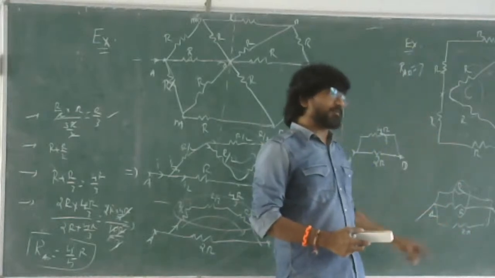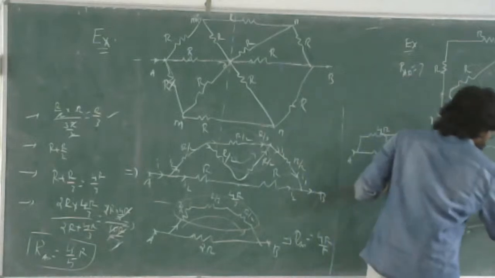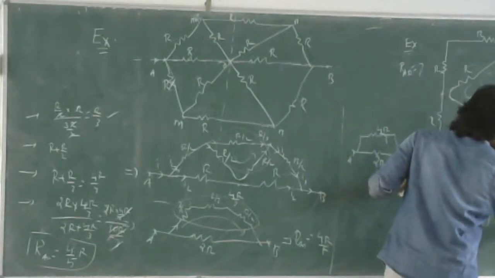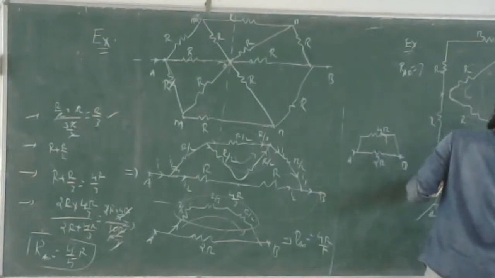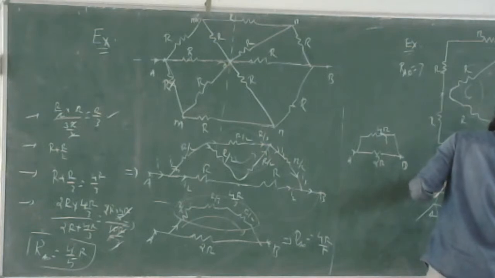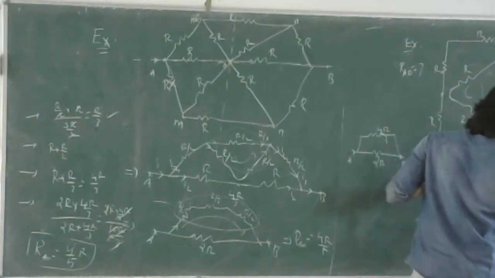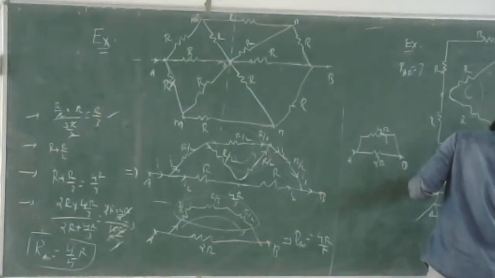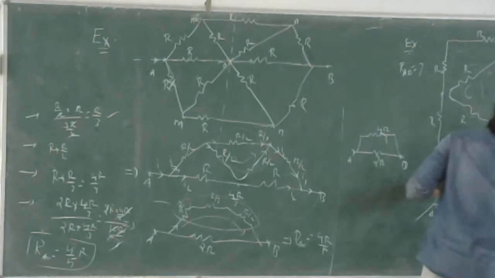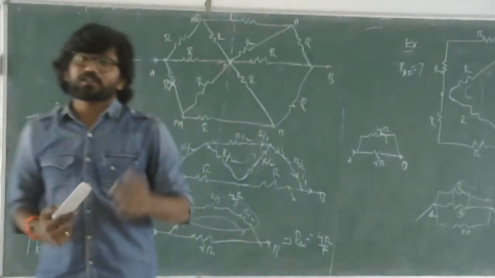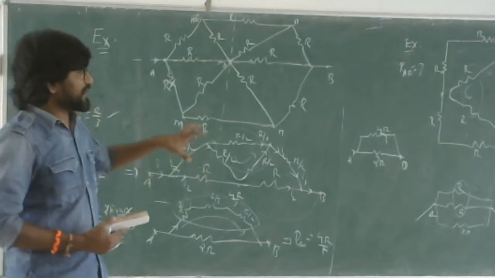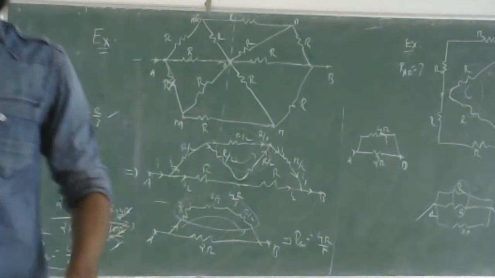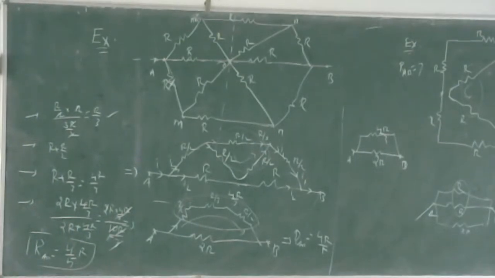So R by 2 into 2R by R by 2 plus 2R. What is that? 2R into R by 2 by 2R plus R by 2 is equal to 2R into R by 2 by 2 into 2, 4R plus R, 5R by 2. Cancel, this R cancels, 2R by 5. 2R by 5 is the effective resistance. Got it? This is how you have to work out the calculation of effective resistance. I think that part is not visible here for online guys.